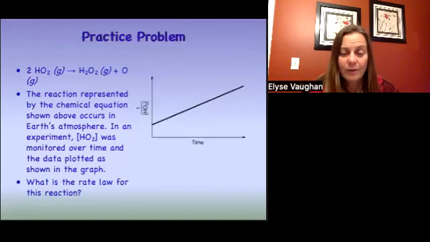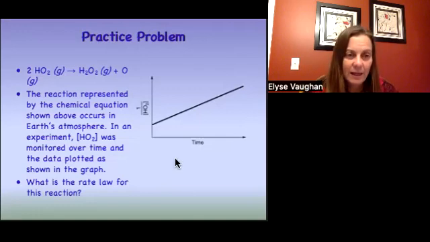So here's a practice problem. This one we're not having to determine from data. This one we're given a graph. And so we're told that two hydrogen dioxide molecules decompose into hydrogen peroxide and monatomic oxygen, and it occurs in the atmosphere. And in this experiment, they monitored the concentration of hydrogen dioxide over time, and the data was plotted.